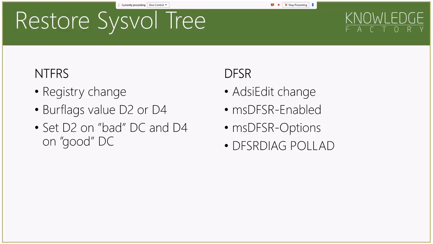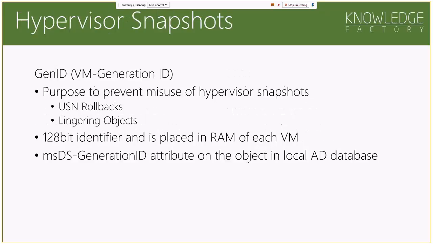The last thing I'm going to talk about is hypervisor snapshots. VM-GenerationID, that is something new from 2012. So basically the purpose was to prevent the misuse of hypervisor snapshots. And a hypervisor snapshot is not the same as the snapshot I do from ntdsutil. This is actually taking a snapshot of the whole machine. And when you do that, you get USN rollbacks and lingering objects. This is a bad thing.